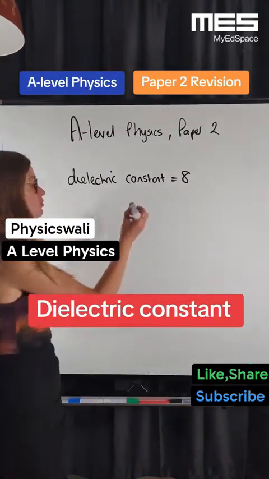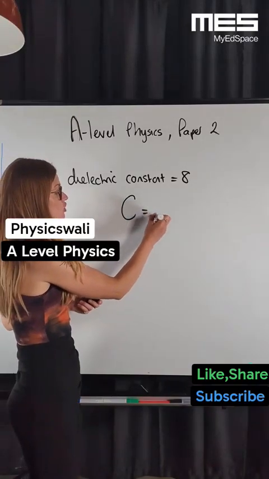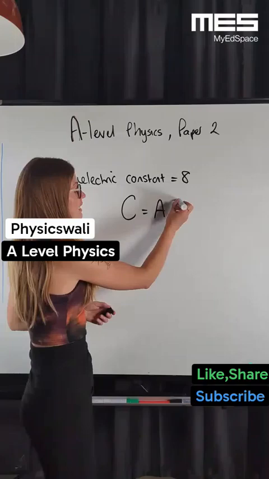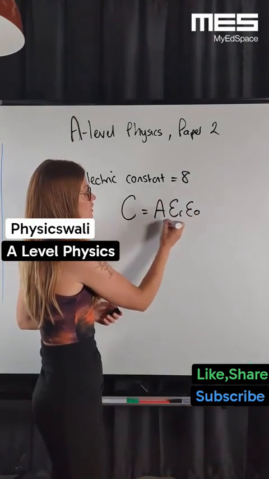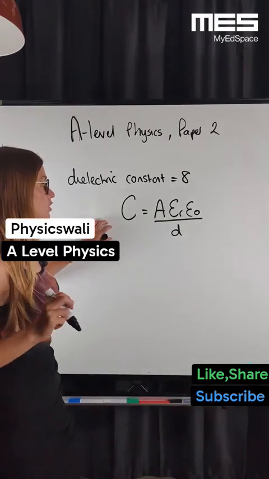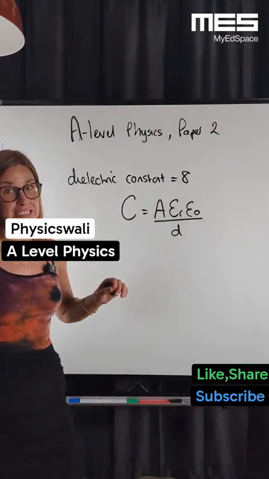that equation on your formula sheet, and it says capacitance is equal to its area, so the cross-sectional area of the plates, times ER times E naught, divided by D, which is the distance between the plates. So we're going to talk through this equation and what you'd actually write in your exam, okay?